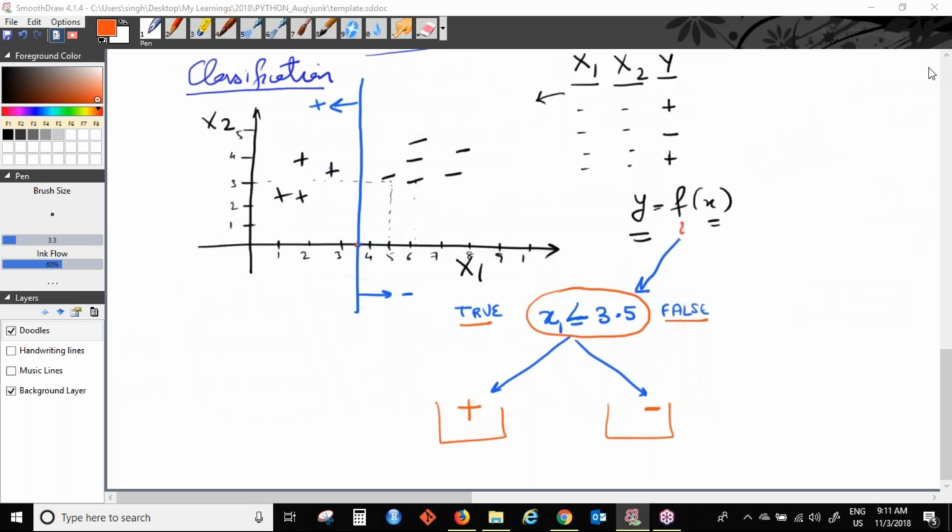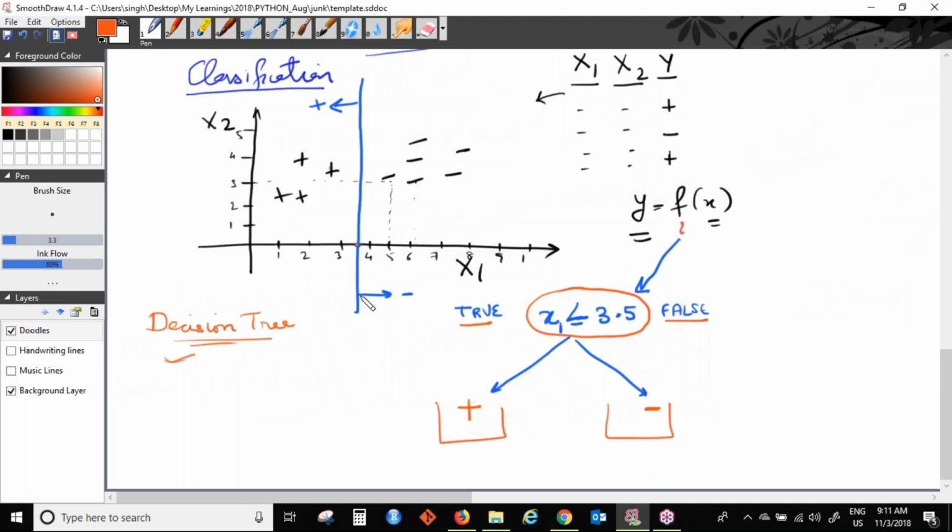Yes, less than 3.5 is positive. Now you understand why this algorithm is called a decision tree, right? Because you are making a decision and it looks like a tree. So that is why it is called a decision tree.